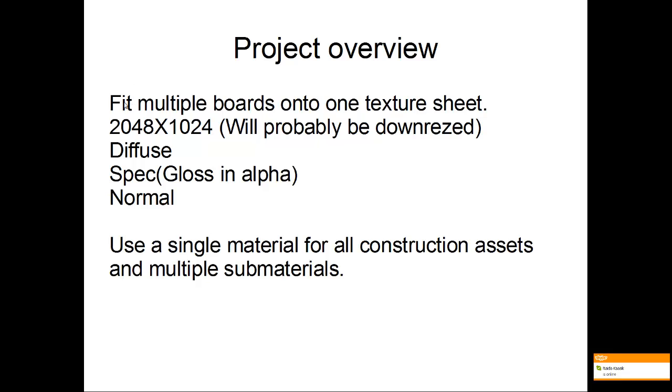We're going to fit multiple boards onto one texture sheet. This texture sheet is going to be 2048 by 1024. It'll probably be down-resed for now, but for the development process we'll work at that, and we'll down-res if we need to. There's going to be a diffuse, a spec with a gloss in the alpha, and a normal map. This is all subject to change depending on optimization, but currently right now this is how we're going to do it.